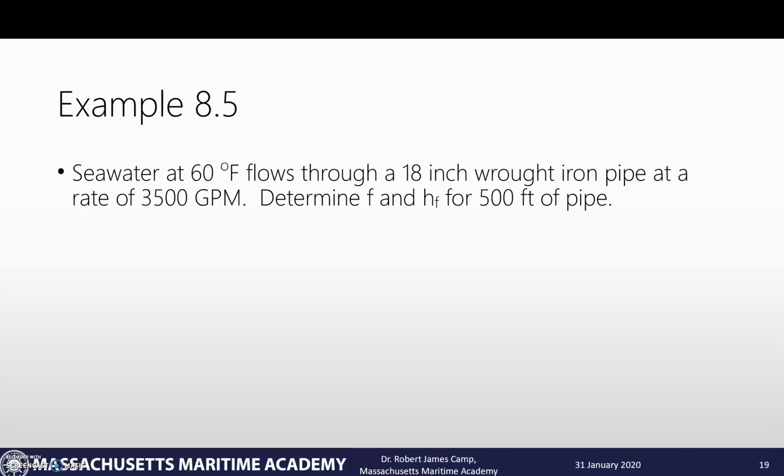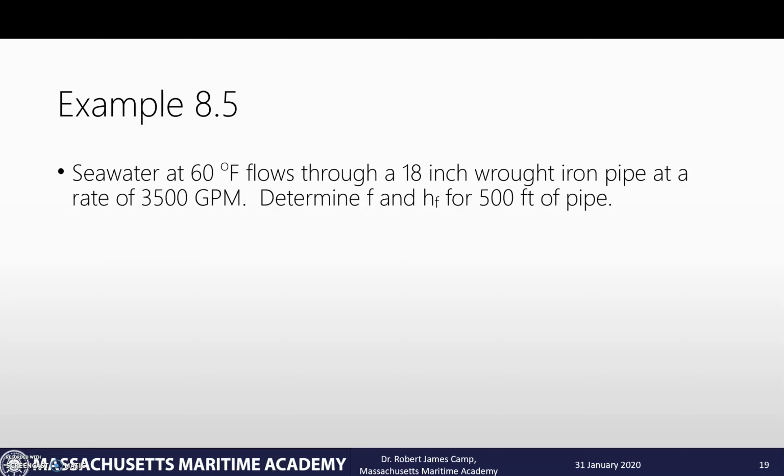Seawater at 60 degrees Fahrenheit flows through an 18-inch wrought iron pipe at a rate of 3,500 gallons per minute. Determine f and hf for 500 feet of pipe. So once again, we take a look at this.